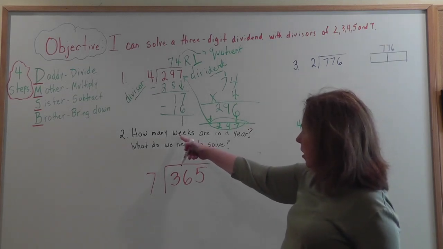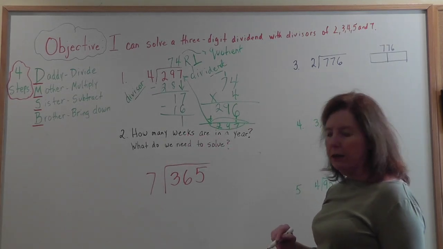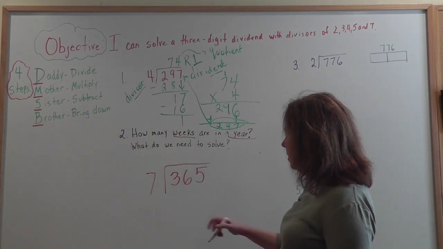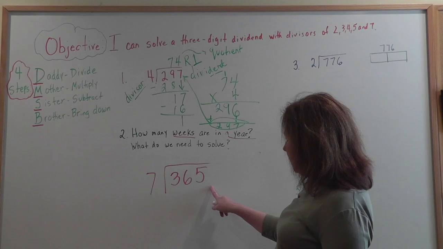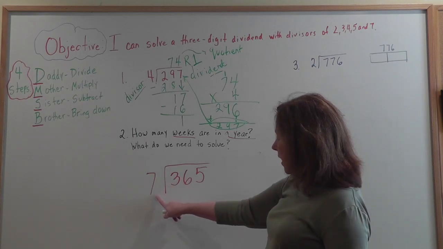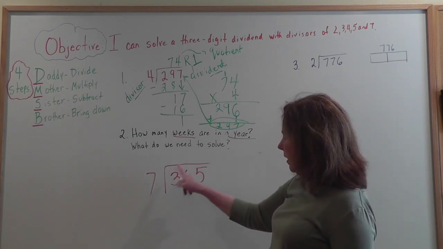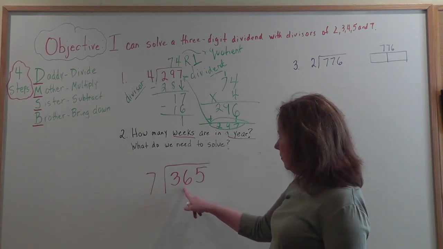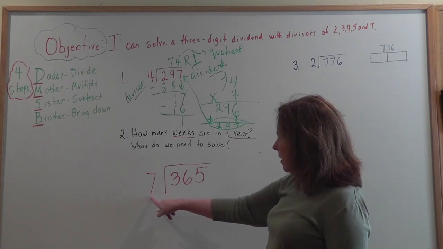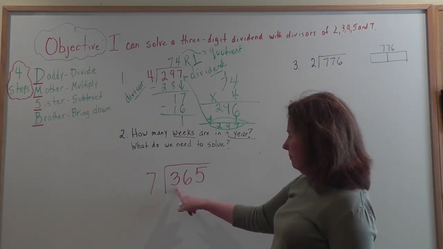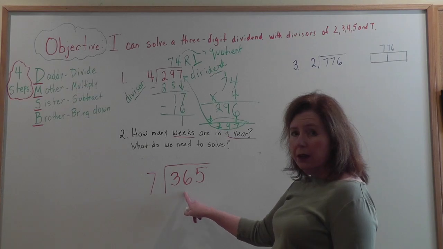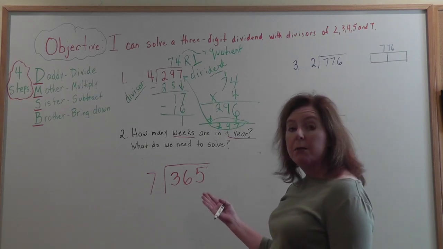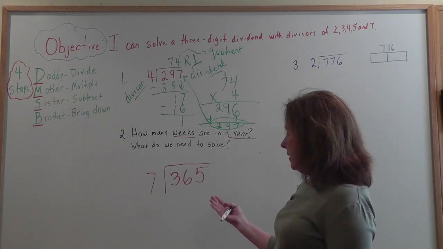Okay? We want to know, the question is how many weeks are in a year? So that's what I want to find out. So there's 365 days. I divide it by how many days are in a week, and then I'll find out how many weeks are in a year. Okay, now 7 cannot go into 3. But 7 can go into 36. So I think, how many times can 7 go into 36?